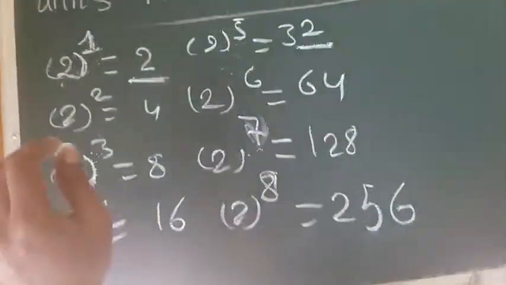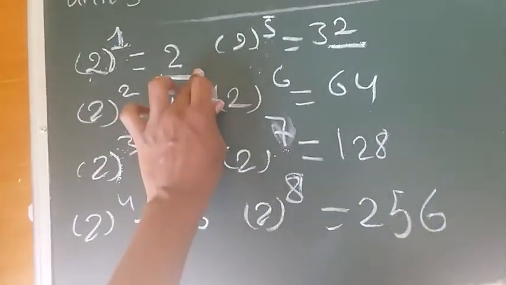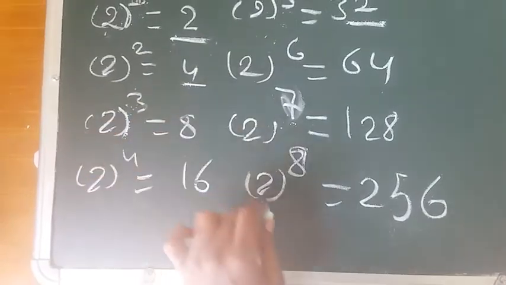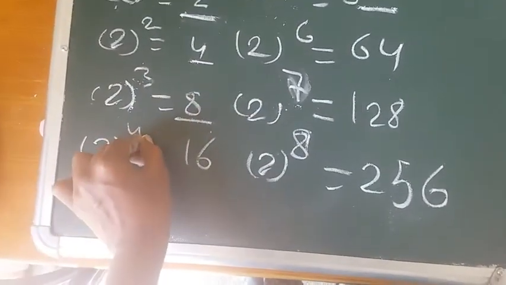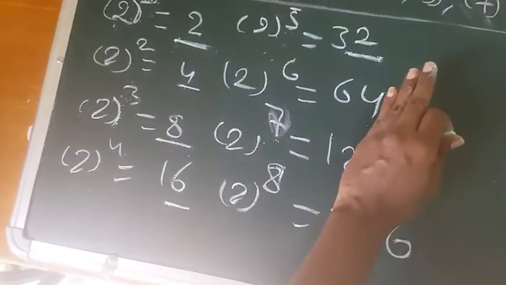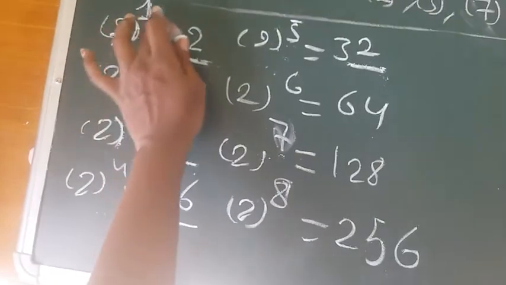Observe here each unit digit. Here 2 power 1 is 2. 2 square units place is 4. 2 power 3 units place is 8. 2 power 4 units place is 6. Like that, see on the right side units place. Here the units place is 2. 2 power 1 units place is 2.